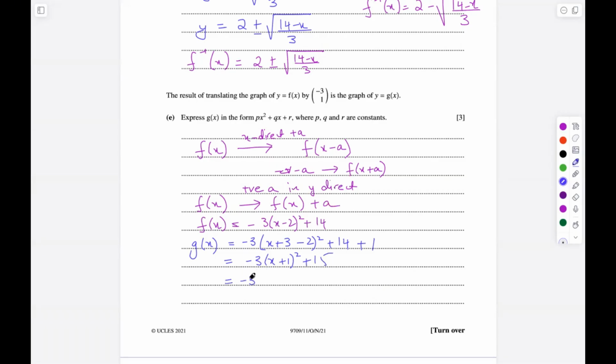Expanding, we'll get minus 3 into (x squared plus 2x plus 1) plus 15. So this will become minus 3x squared minus 6x minus 3 plus 15. Simplifying, the final expression for g of x will be equal to minus 3x squared minus 6x plus 12.